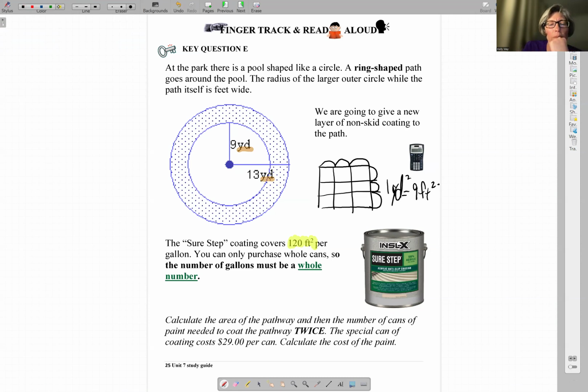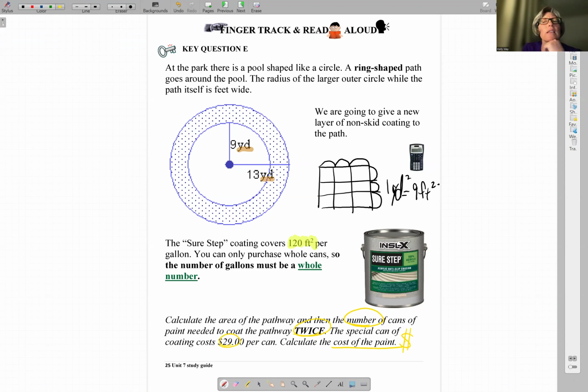After we find out how many cans, we're going to calculate the area of the pathway, then the number of cans to coat the pathway twice. The can of coating costs $29 per can. Ultimately, it comes down to money, which anything important usually does.